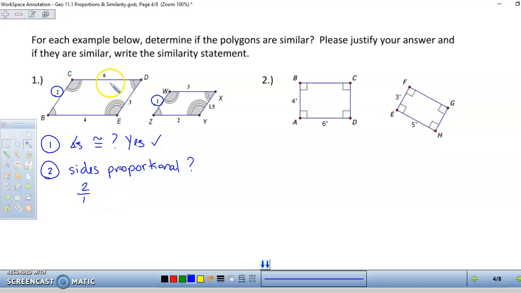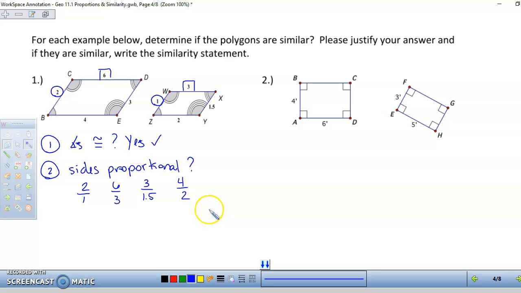Okay, going around, so 2 to 3, then this is with this. So that's going to be 6 to 3. And then this will be 3 to 1.5. And then here would be 4 to 2.